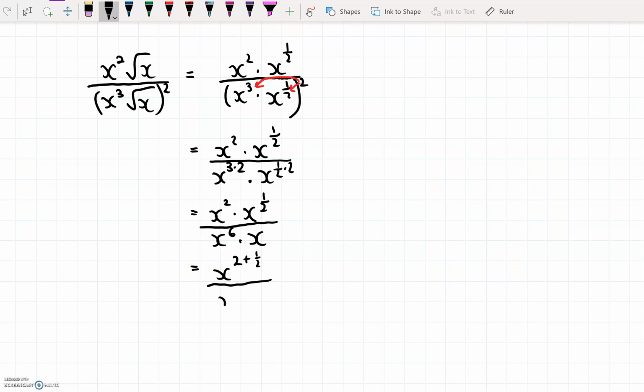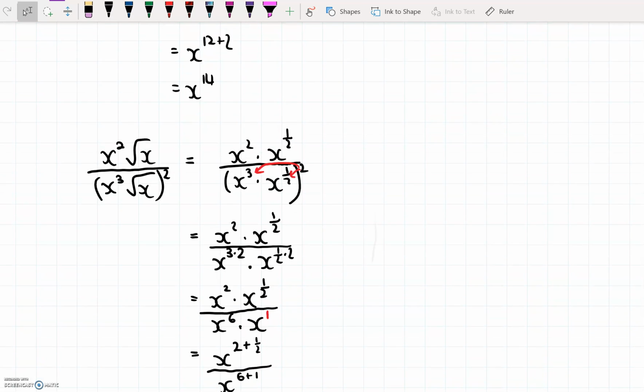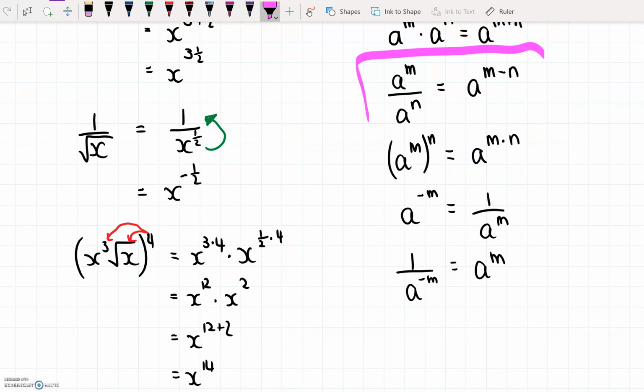Divide that by x to the power of 6 plus. Remember that even though we don't normally write it, there's an invisible 1 here. So 6 plus 1. So what we get is x to the power of 2.5 divided by x to the power of 7. Now that's still not finished because our term still isn't written as x to the power of something. We need to use that rule that we don't use super often, which is the division one all the way back up here. A to the power of m divided by a to the power of n.